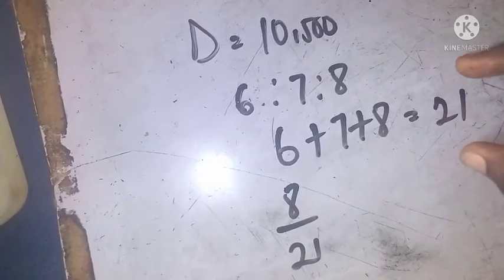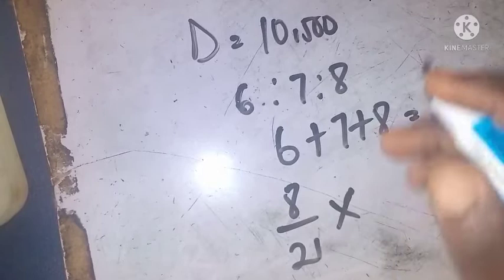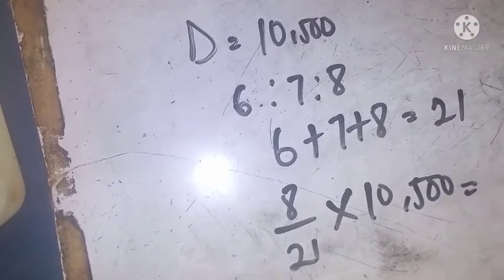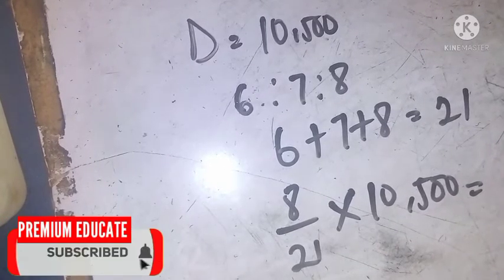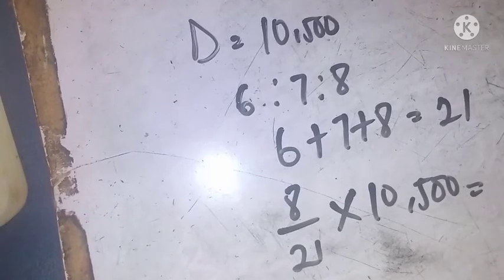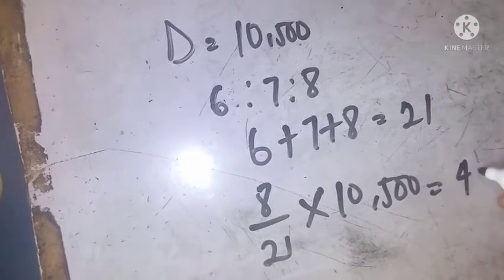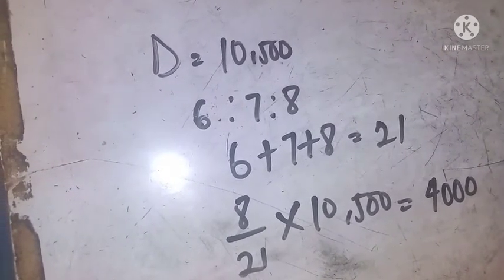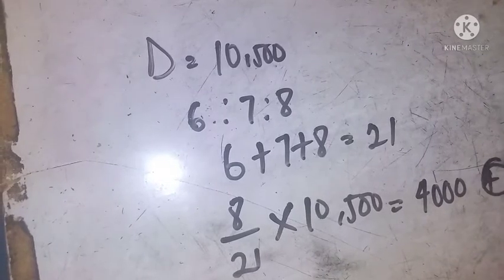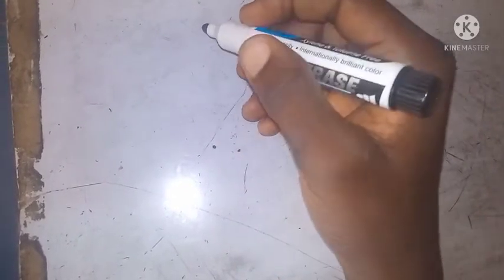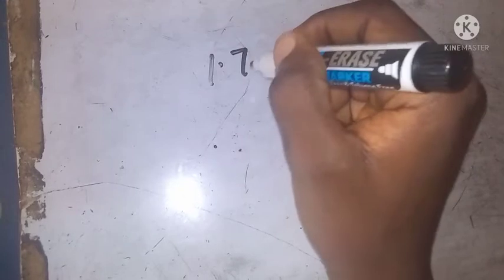8/21, the share over the total ratio, multiplied by the what property, 10,500. So if you punch your calculator, 8 divided by 21 multiplied by 10,500, what you have is 4,000. Yes, and that is our option A in the question. Very simple and straightforward.